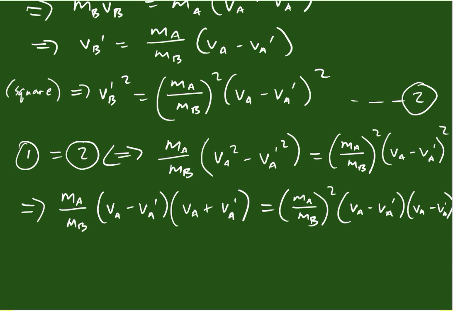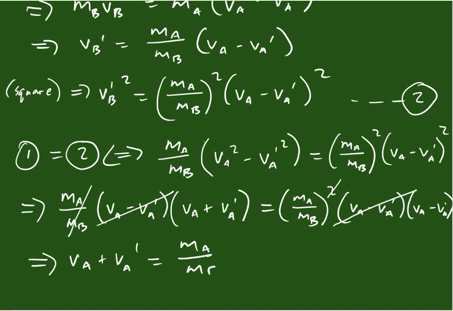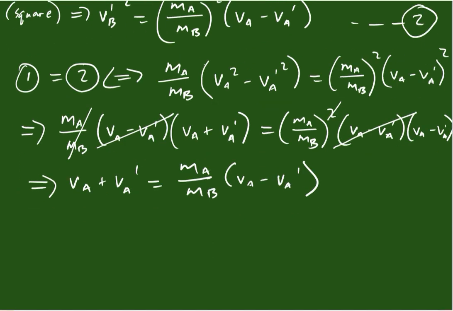The reason I did this is now you'll see how nicely these things simplify. On the left hand side, the ma over mb can go and the square can go on the right hand side, and then the va minus va prime can go. One of the va minus va prime can go on the side. So now we have va plus va prime is equal to ma over mb times va minus va prime. So a little bit more simplification needed.